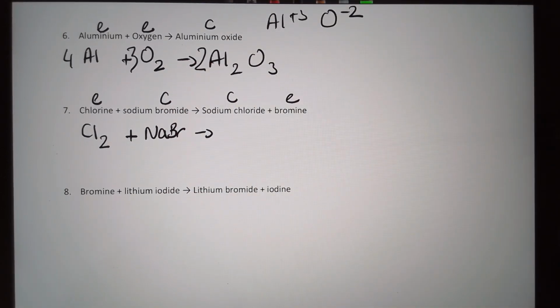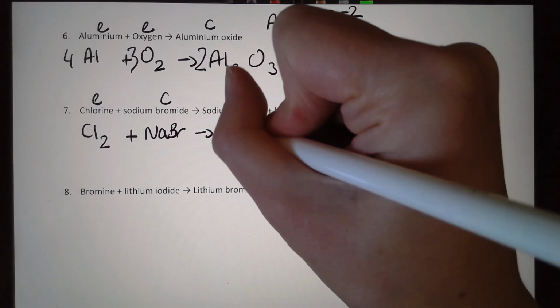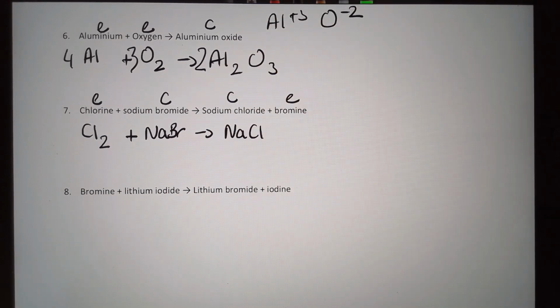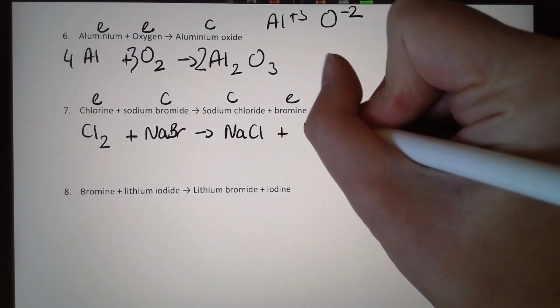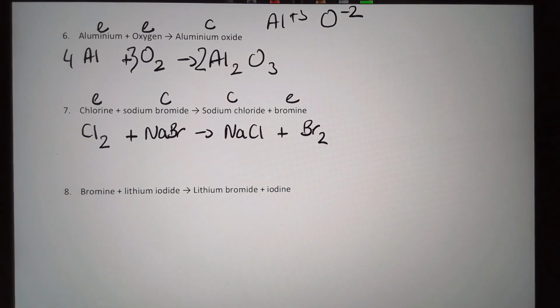Sodium chloride, again, compound. I work it out. Sodium is +1, chlorine is -1, it's NaCl. Last up, I've got bromine. Bromine is an element and it is diatomic, Br2.